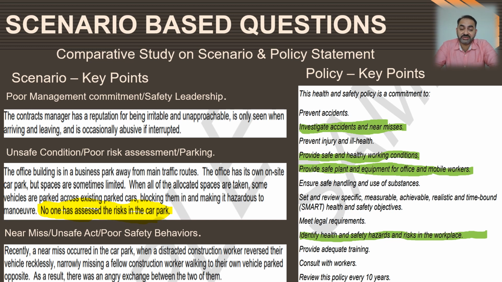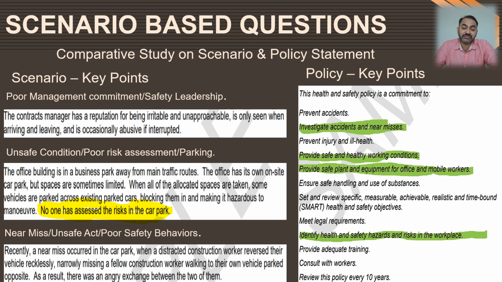Moving to the second point in the scenario, unsafe condition, poor risk assessment and parking area. Scenario provides us certain information that the office building is in a business park away from main traffic routes. The office has its own on-site car park, but spaces are sometimes limited. Poorly designed parking areas. When all the allocated spaces are taken, some vehicles are parked across existing parked cars, blocking them in and making it hazardous to maneuver. No one has assessed this risk in the car park.